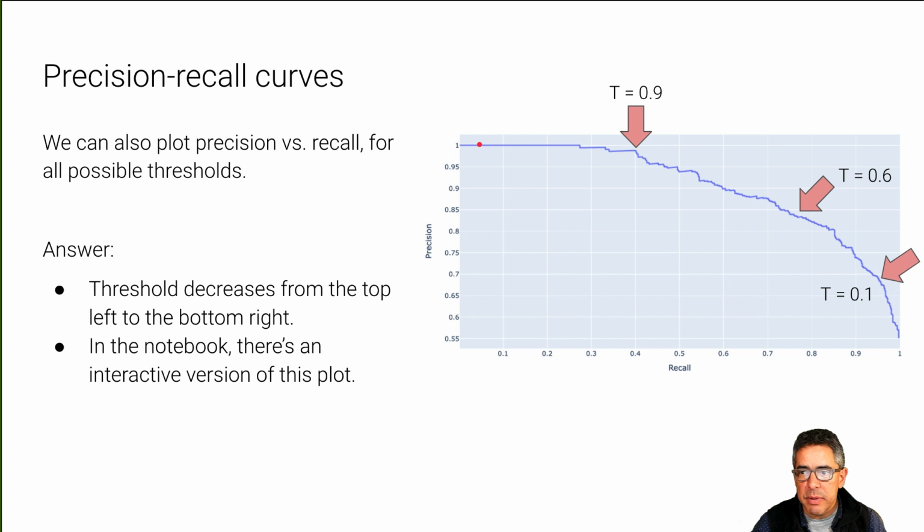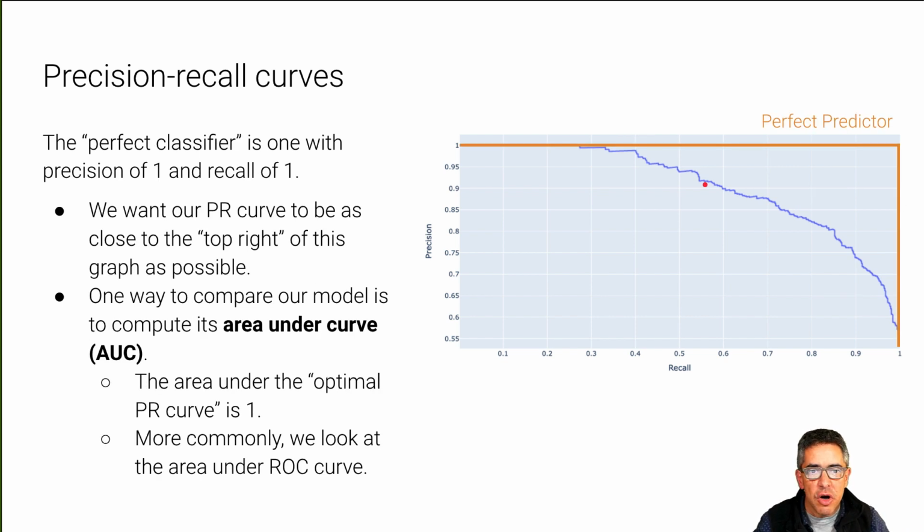Now, as we begin lowering the threshold, we start losing some precision, but we start gaining recall, precisely because that false negative rate begins to go down. So it's useful to think about what would be the dream predictor, the perfect predictor.